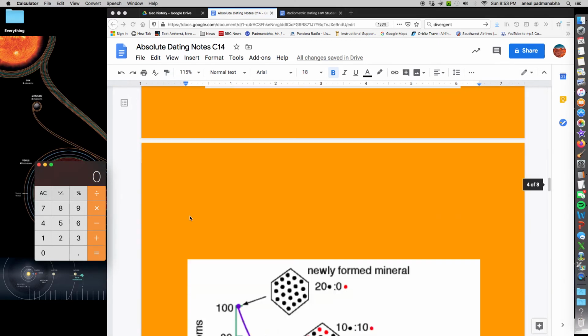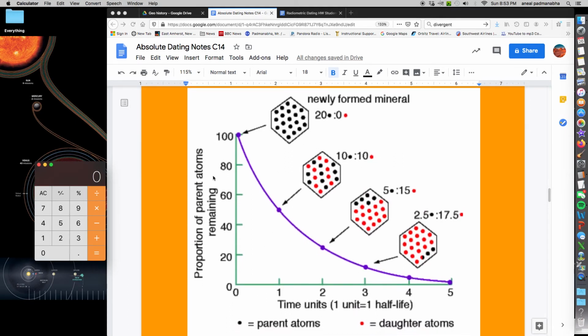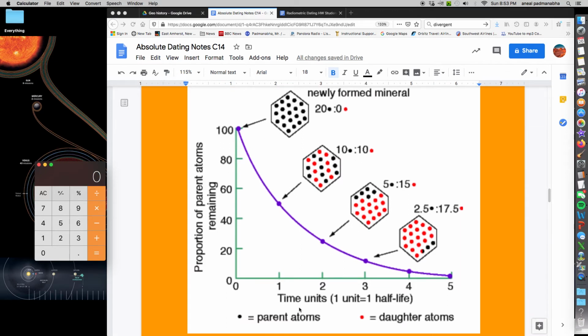Here's just another example of what's happening right here. We don't have the daughter one in this one, but nonetheless, they're showing the proportion of parent atoms remaining, if the dark ones are parent and the red ones are daughter. If you start off right here, 100% are all blacks. Here there's 20 black dots, so those are 20 parents, 0 daughter. After one half-life, you have 10 black dots, which would be 10 parent atoms, and then 10 daughters. So 10 plus 10 is going to be equal to 20.